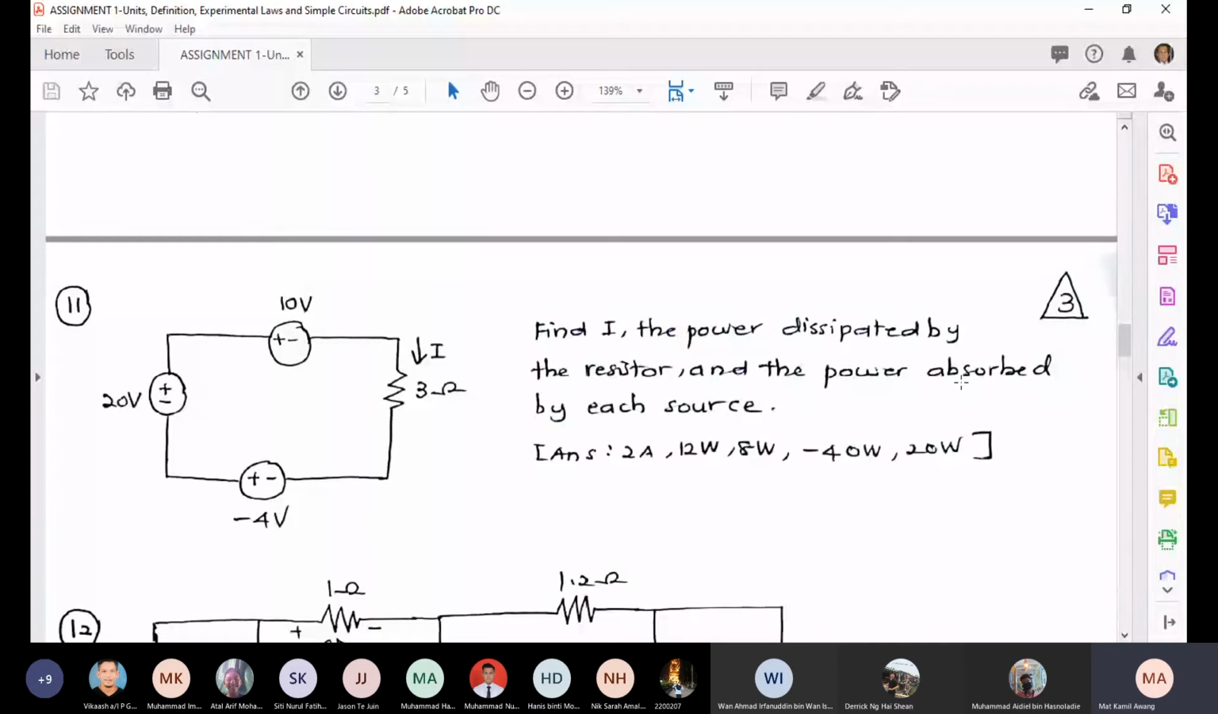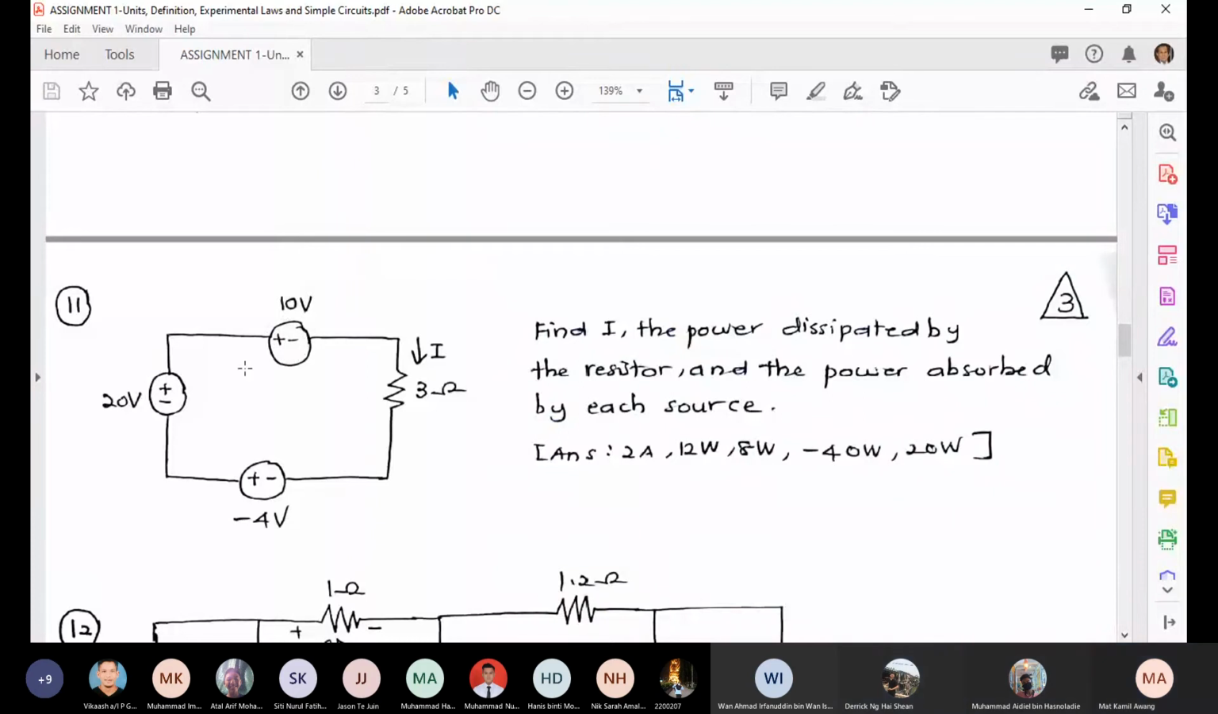And the power absorbed by each source. When you say power absorbed, the sign is negative, right? So basically VI. So this one is 2 multiplied by 10, which is 20 watts.